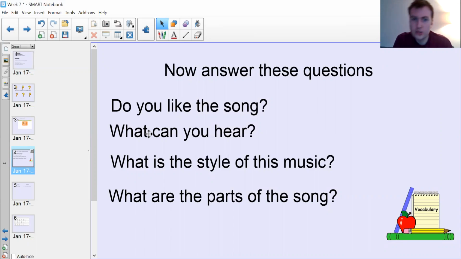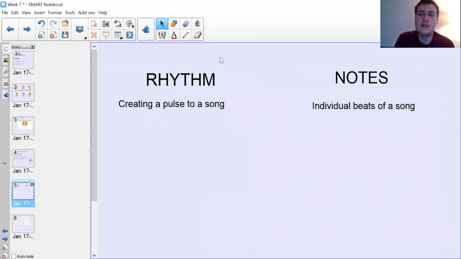Right, now on to today's main activity. For this, you will need to remember 2 keywords we've been talking about this term. The first one is rhythm, which is creating a pulse to a song, and then notes, which are the individual beats that make up that pulse, the rhythm, for a song. Okay, so there are 2 things, rhythm and notes.